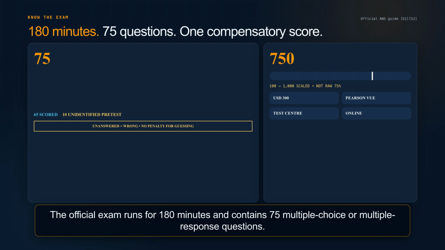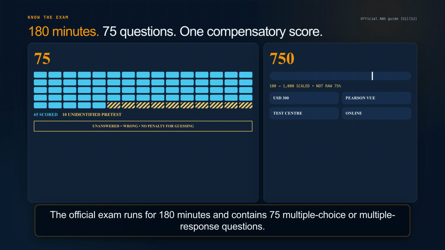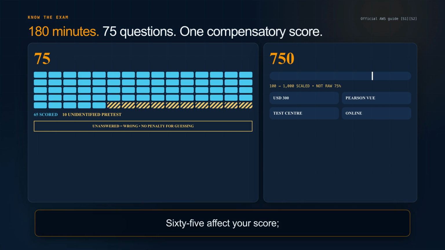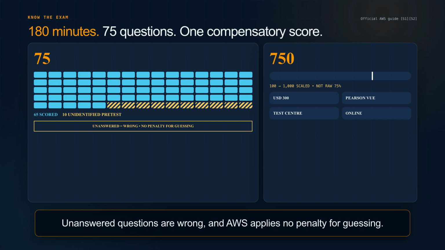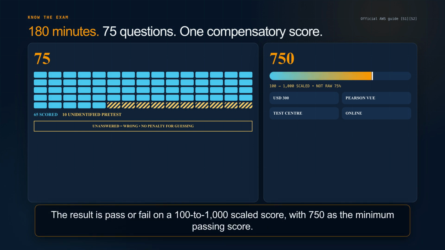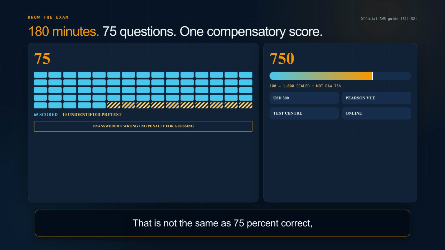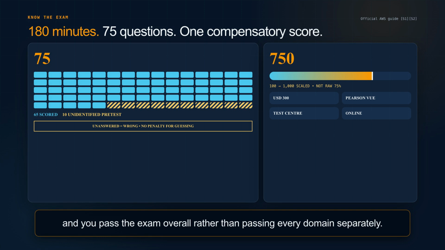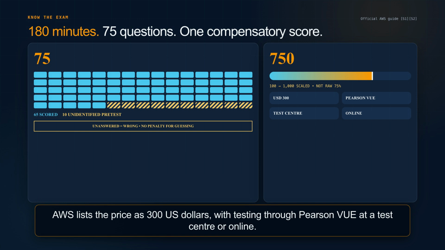The official exam runs for 180 minutes and contains 75 multiple choice or multiple response questions. 65 affect your score, 10 are unidentified, unscored pretest questions. Unanswered questions are wrong, and AWS applies no penalty for guessing. The result is pass or fail on a 100 to 1000 scale score, with 750 as the minimum passing score. That is not the same as 75% correct, and you pass the exam overall rather than passing every domain separately. AWS lists the price as $300, with testing through Pearson VUE at a test center or online.